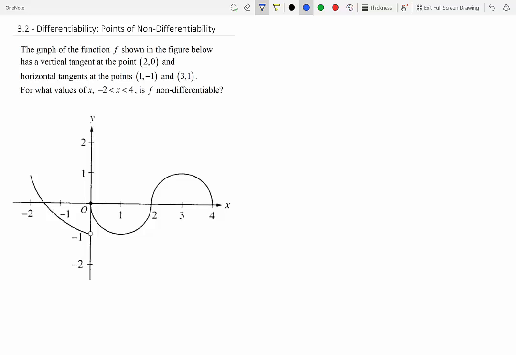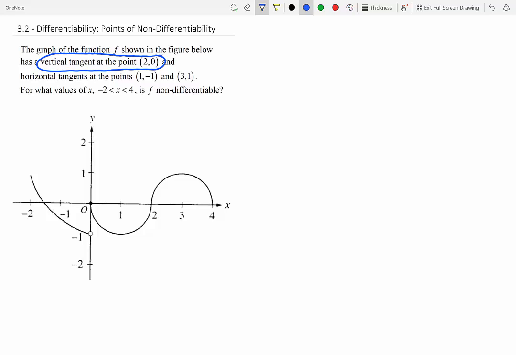On this problem here, we're given a graph of a function f, and we're being asked between -2 and 4 where this function is non-differentiable, or in other words, doesn't have a slope. Now, this problem gives us some information in the problem itself by telling us that there is a vertical tangent at the point (2, 0).